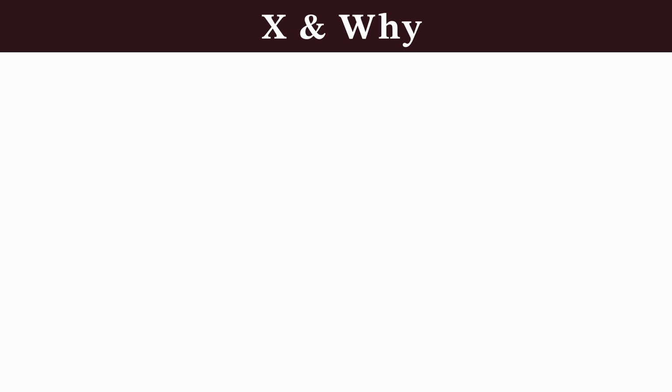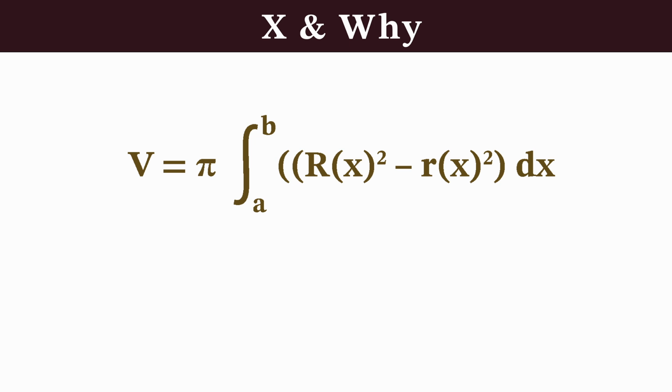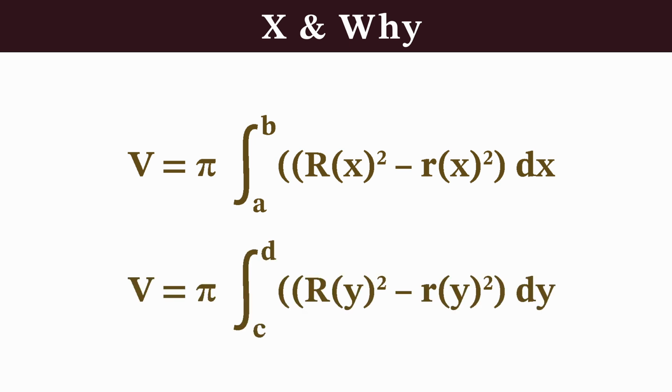For a function with a horizontal axis of revolution, the formula is volume equals pi times the integral from a to b of the outer radius of x squared minus the inner radius of x squared dx. For a function with a vertical axis of revolution, the formula is volume equals pi times the integral from c to d of the outer radius of y squared minus the inner radius of y squared dy.